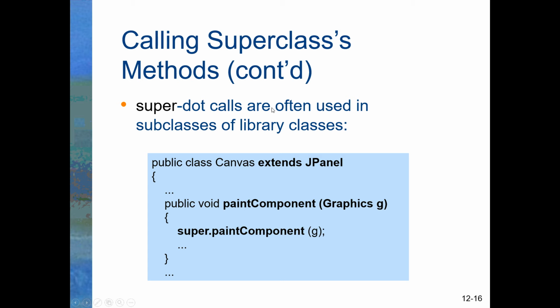So super dot calls are often used in subclasses of library classes. So for example, there's a class called a canvas, which extends a JPanel, which we saw in that tree before. And then inside of it, they have a method called paint component, which takes in a graphic variable. So rather than write all the code again, I just say super.paintComponent, which is going to go up to the canvas class and pull its paint component out of it.